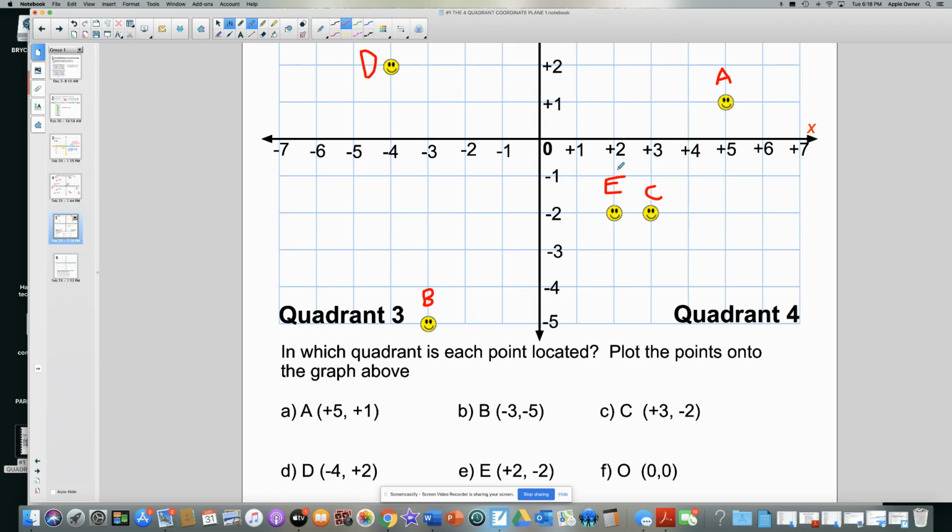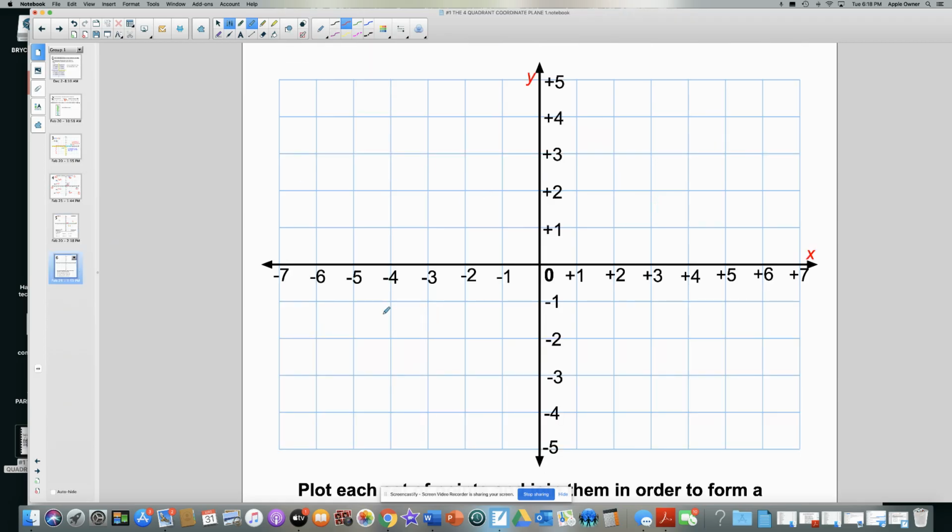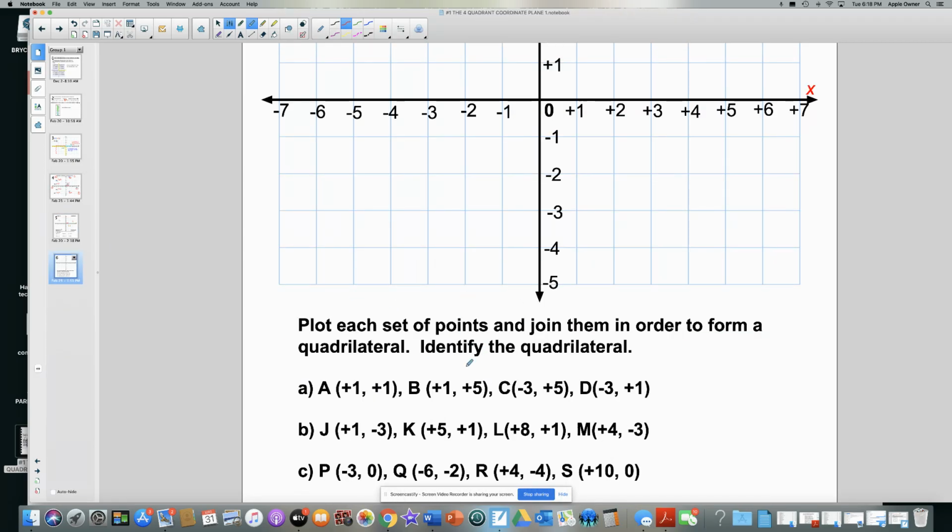And the last one would be 0, 0, which we're going to call O. And that is actually right at the center point of the coordinate plane. And we'll put that one in right there, and we'll label it 0, 0. Now, the last part that I wanted to show you is where we can start plotting these points on. And what we're looking to do is plot the points to form quadrilaterals.